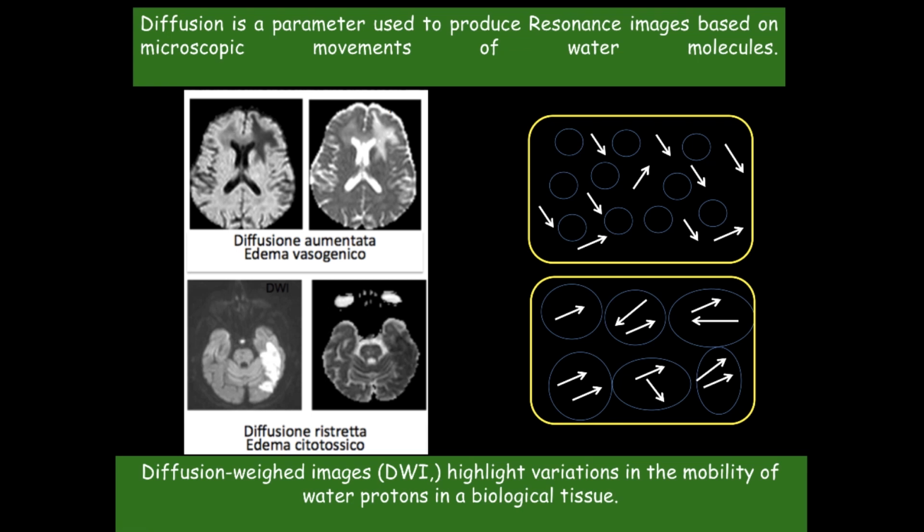On the other hand, there's also vasogenic edema. Vasogenic edema is totally different. It's related to the lesion, to the barrier, and therefore there's no cytotoxicity, there's no toxicity to the cell, and therefore this kind of edema, however present, doesn't cause a restriction to the diffusion. This is the main difference on radiological images.